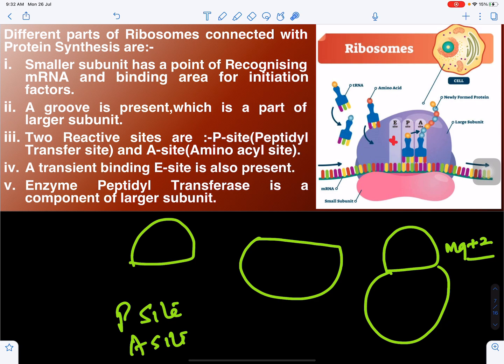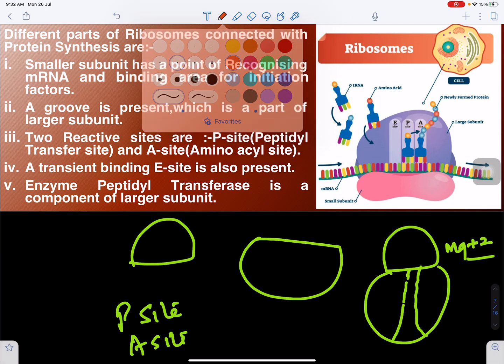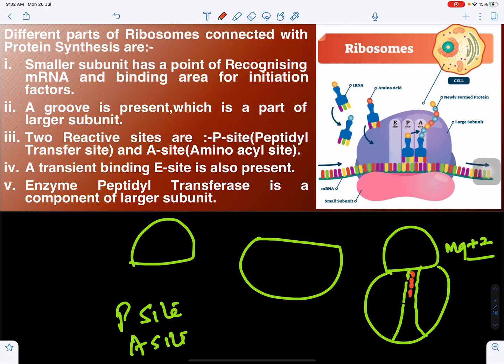Through this site, when this transfer RNA becomes free, it will exit. So this is called the E site. Another thing present on the larger subunit of the ribosome is a groove. This is a groove where various kinds of proteins can get formed. The polypeptide chain will be produced in this groove, and later on it will be released from this groove. So this is the polypeptide chain being produced in the groove present on the larger subunit.